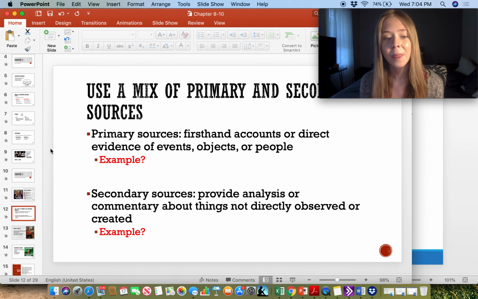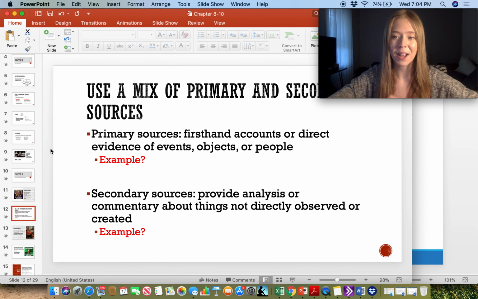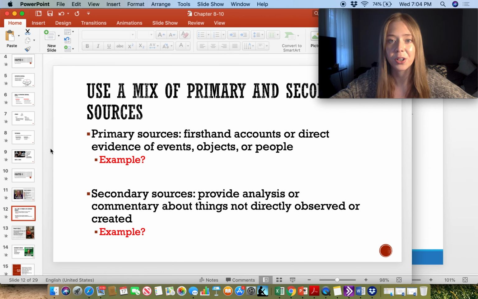A secondary source, which is actually much more common in our vast expanse of knowledge on the internet, provides analysis or commentary about things not directly observed or created. So secondary sources, again, are political commentaries on things that are happening around the world. Anything that's not firsthand can fall under the secondary sources category. And so just make sure that you're using a mix of primary and secondary sources.